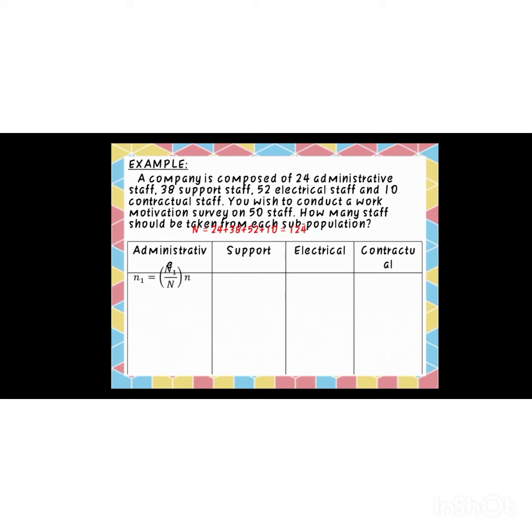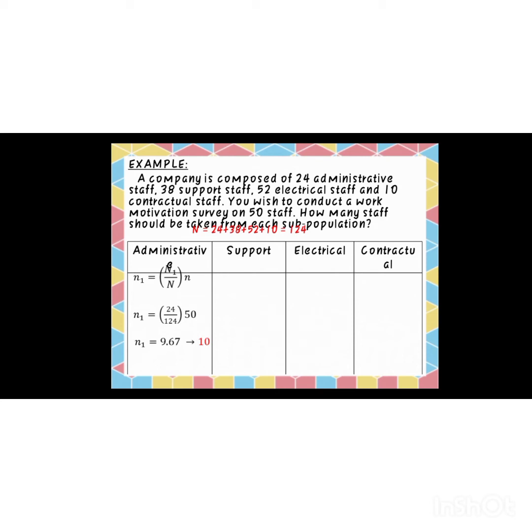124. Then, hahanapin natin yung N sub 1 natin. So, the N sub 1, we have here 24. Substitute natin ng given, we have 24 over the total population, we have 124, and then multiply it by the intended sample size, 50. Therefore, the sample size for the administrative is 9.67, or to round up, we have 10. So, the sample size of the administrative staff that we wish to survey for work motivation is 10.